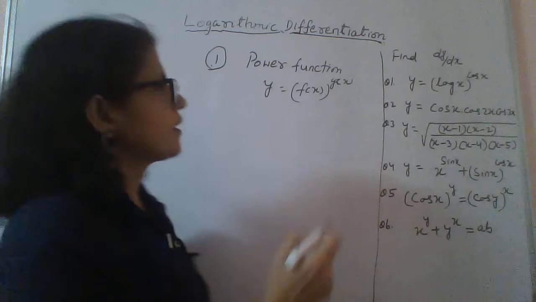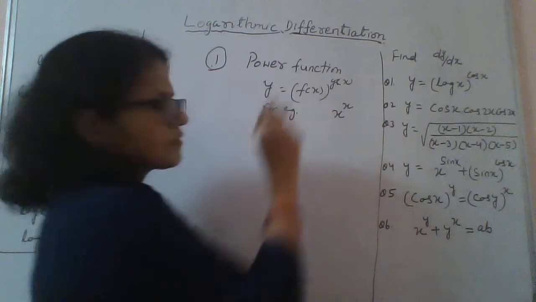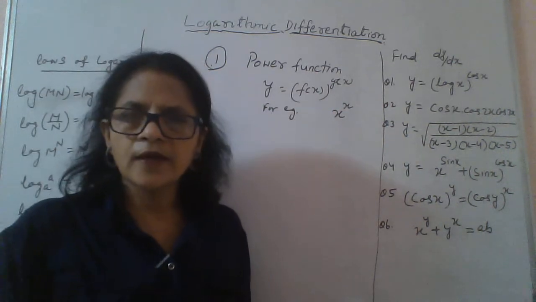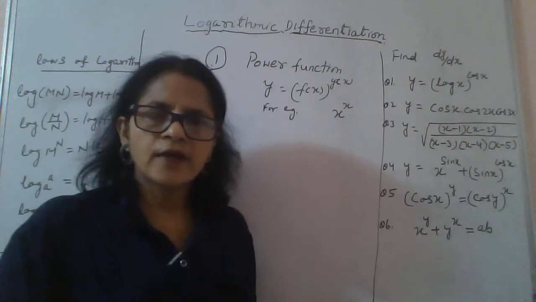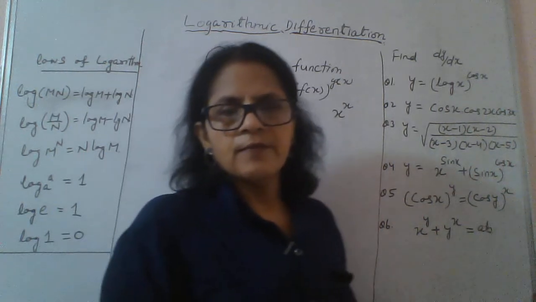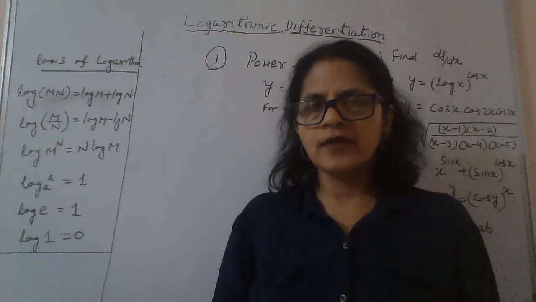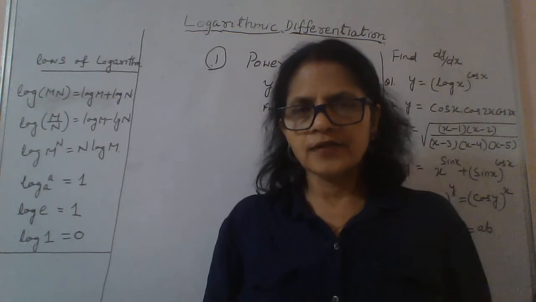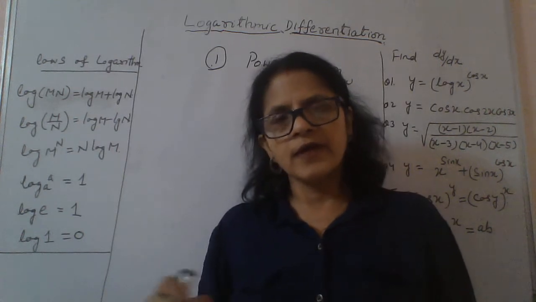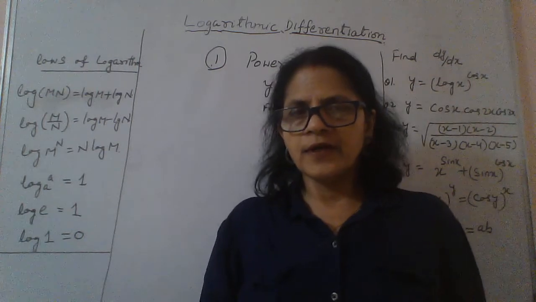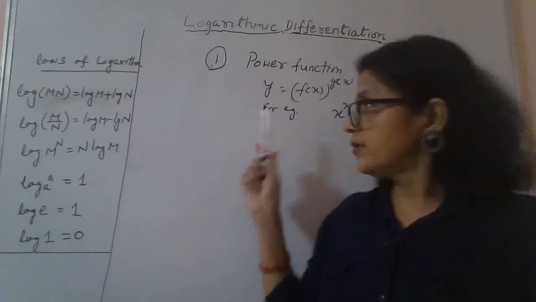For example, x to the power x. Whenever you have x to the power n, d by dx of x to the power n is n times x to the power n minus 1. But there the restriction is that n is any integer or rational number. But whenever we take x to the power x, x is any real number, x is a variable and the power is also variable.